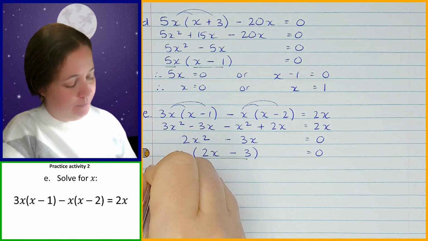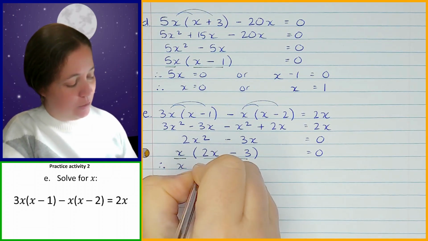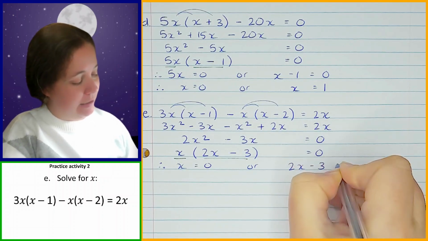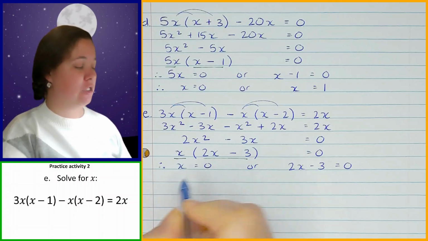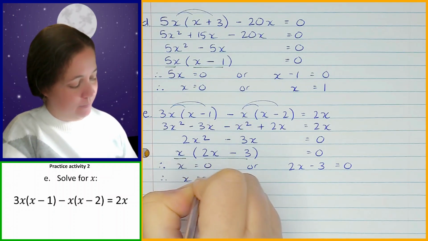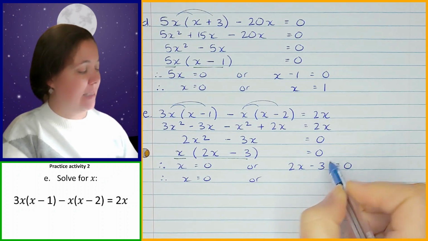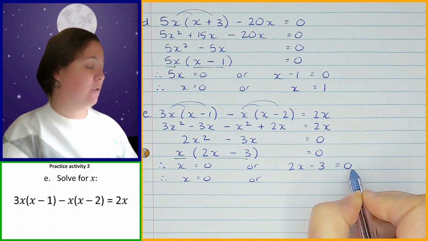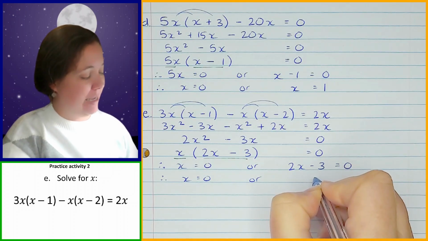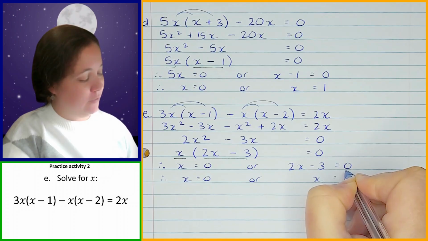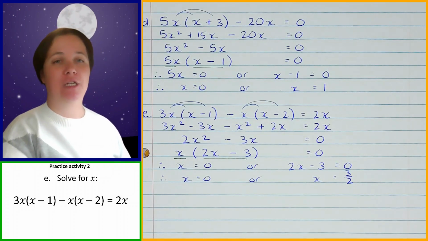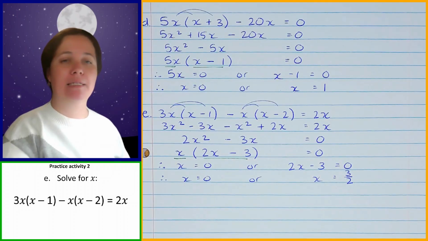So therefore, x equals 0 or 2x minus 3 equals 0. And now I can just solve for x. So here x is still equal to 0. Or over here, when I solve for x, it becomes positive 3 on the other side. Then we have to divide by 2, so therefore x is equal to positive 3 over 2. So that's what you should have got for question E, that x is 0 or x is 3 over 2.